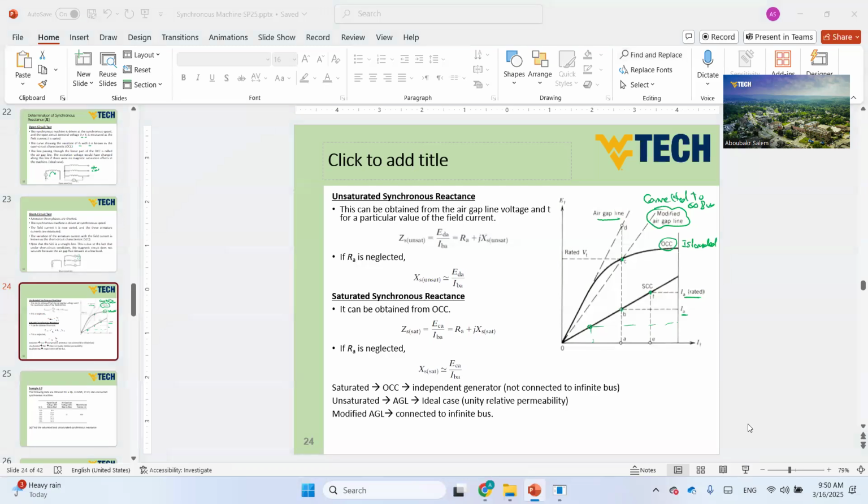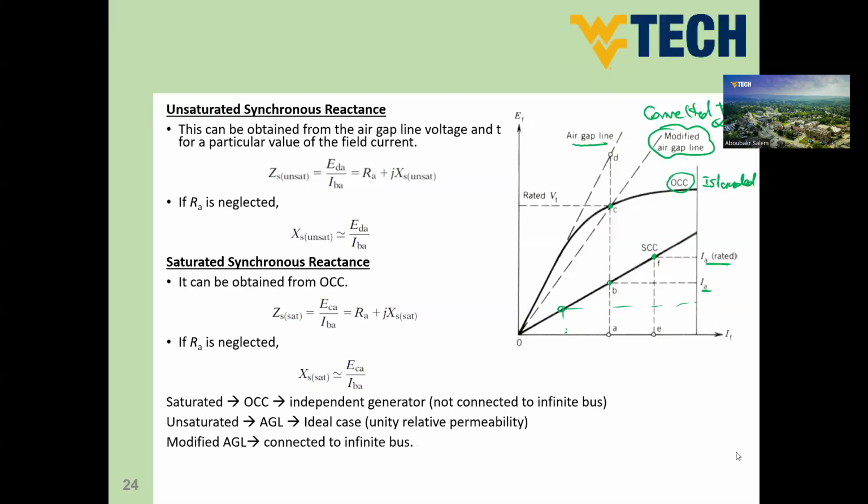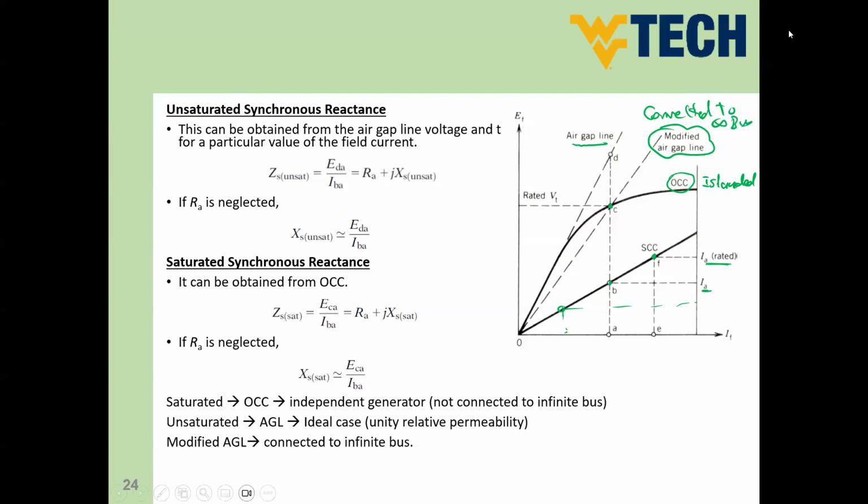Hello everyone. Today we will continue discussing our topics on synchronous machine. So in the last session, we discussed together the parameters identification of the synchronous machine, and we mentioned that we can do parameters identification by making two tests. One is called open circuit test and one is called short circuit test.